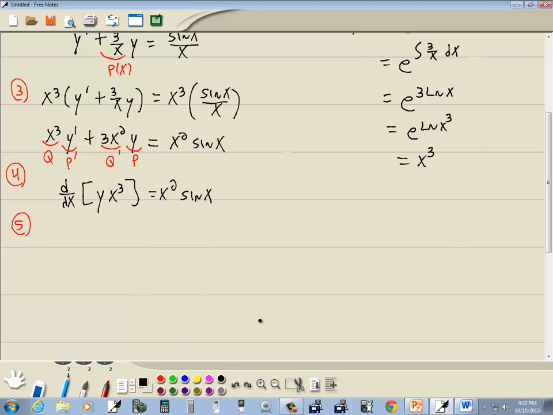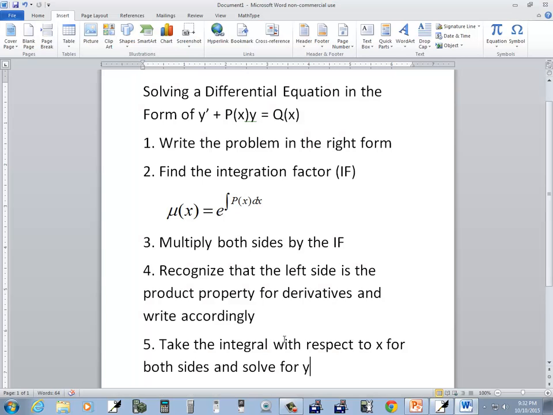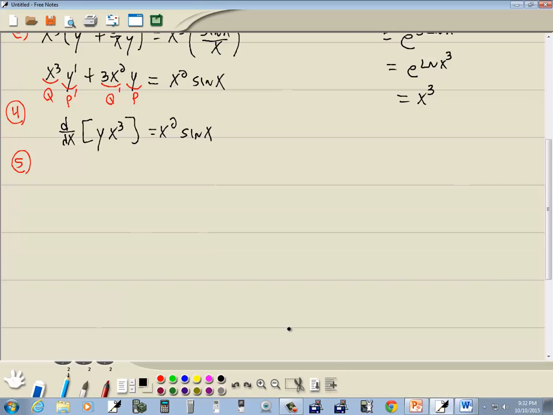Step 5. Take the integral with respect to x for both sides and solve for y. So we got the integral of this derivative, and then we got the integral over here. Now remember, these cancel each other, so that leaves us y x to the third on this side. Now over on this other side, we're going to use parts.